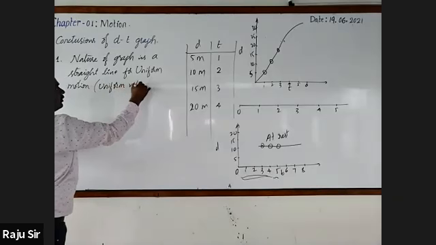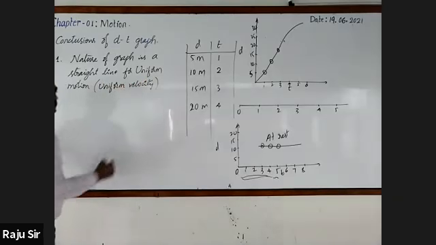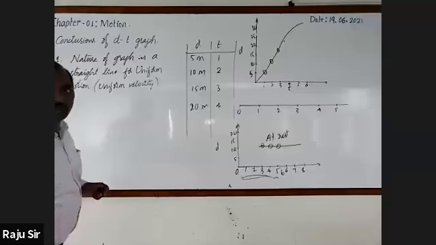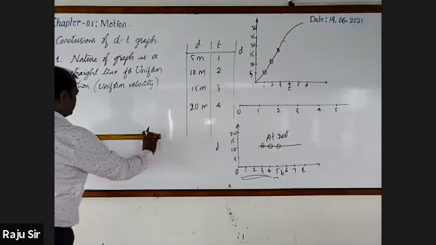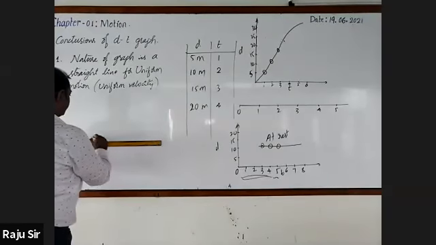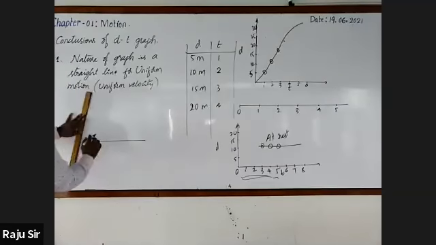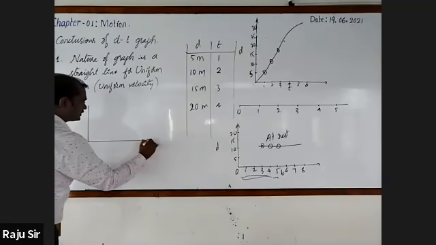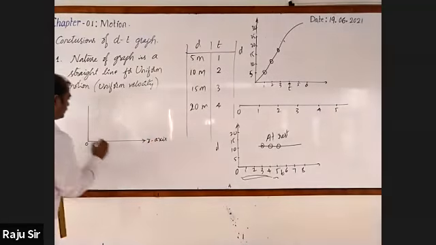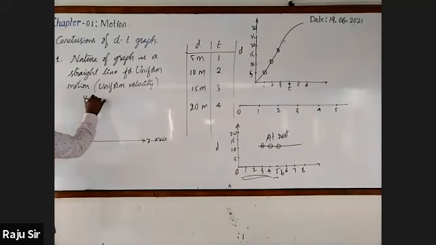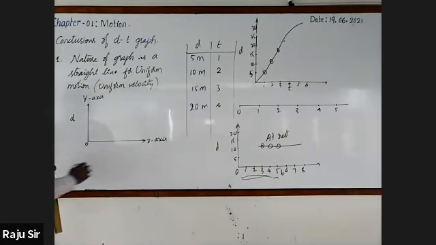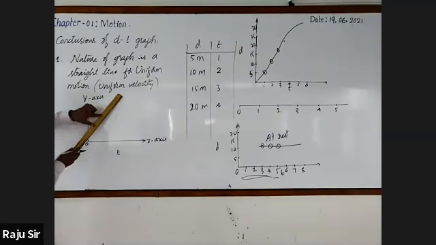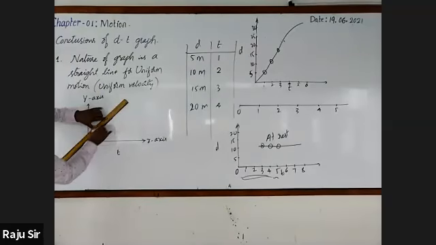Now, take a scale and pencil. Draw the X and Y axis. This is the X axis and this is the Y axis. Here is the distance axis and this is the time axis. Okay, draw a straight line.